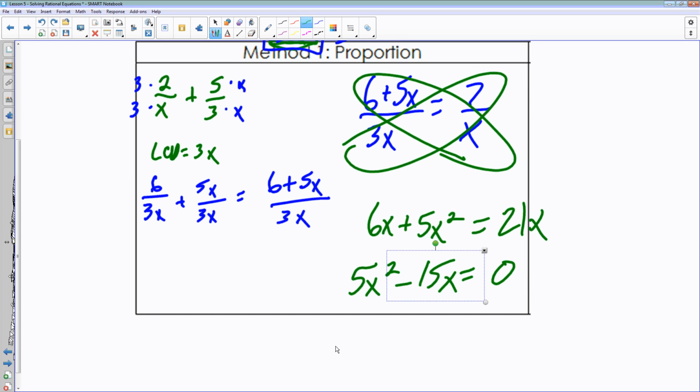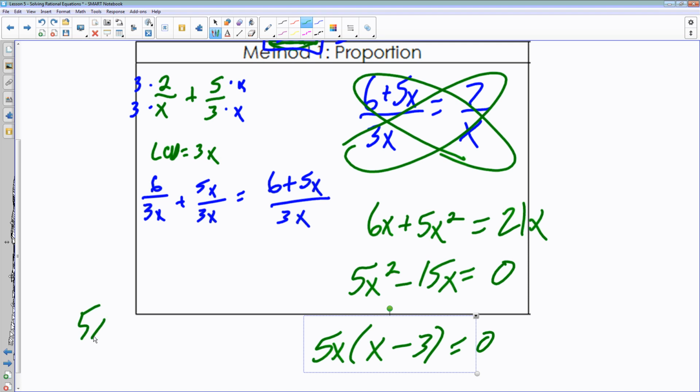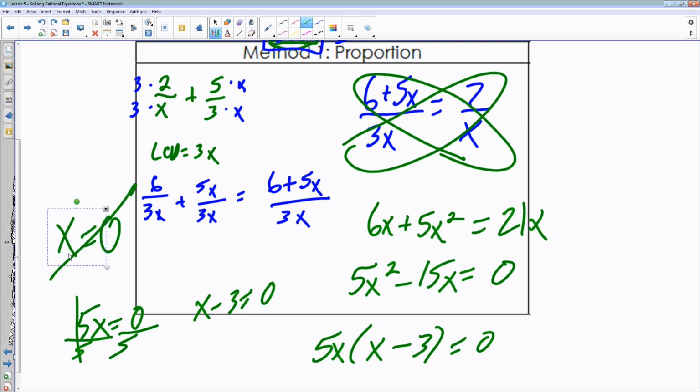Factoring for this, very simple. We can take out a GCF of 5x, and we're left with x minus 3 equals 0. So that means 5x equals 0 and x minus 3 equals 0. But when we divide by 5 here, we get x equals 0, and that's a restriction. That is extraneous. It's not a solution, okay? But x equals 3, that's good to go.